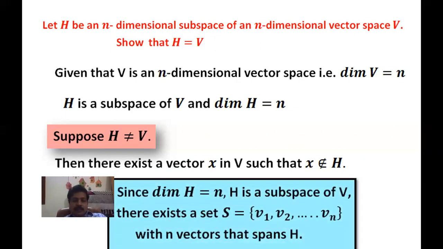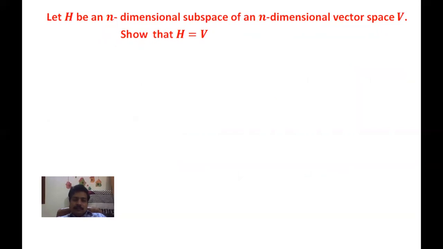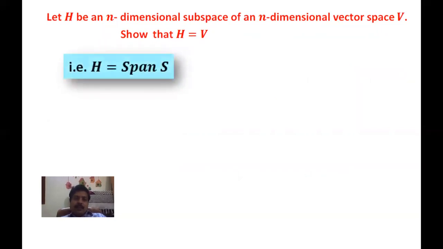Since the dimension of H is equal to n, and H is a subspace of V, there exists a set S with n vectors V1, V2 and so on Vn that spans H. Since H is a subspace, it must have a spanning set. Let S be that spanning set. And since the dimension of H is equal to n, that spanning set must contain exactly n vectors. That is, H is equal to span of S.